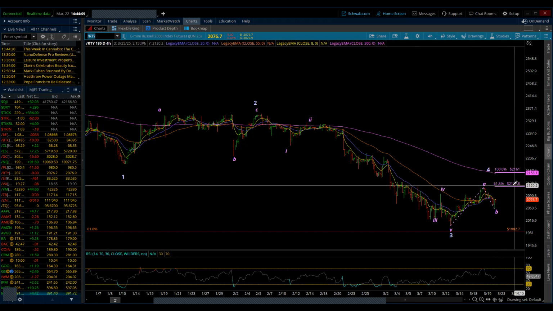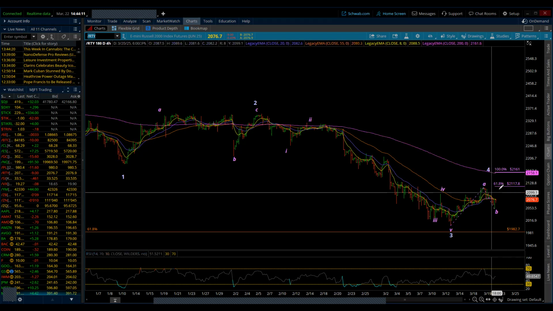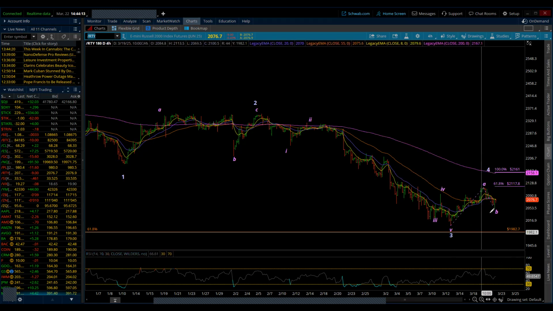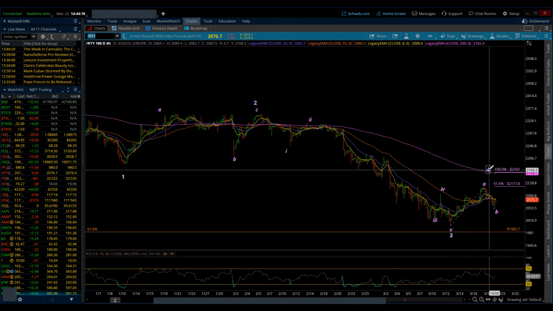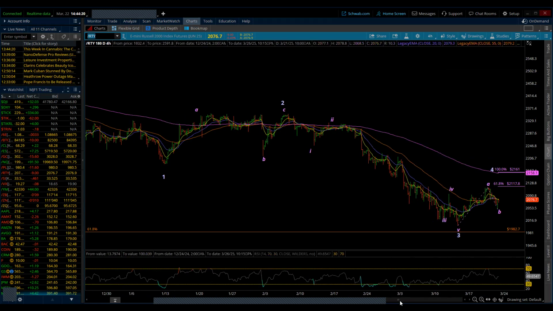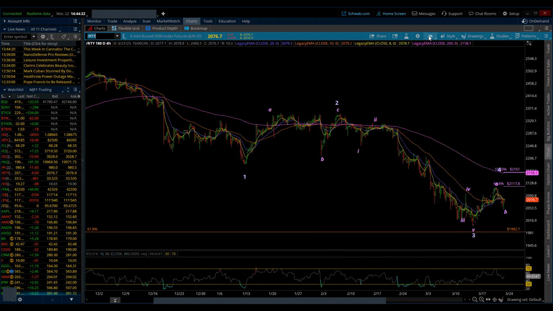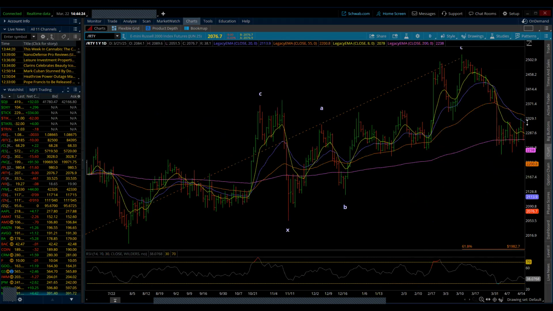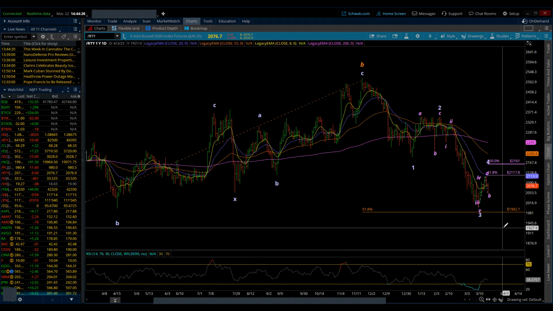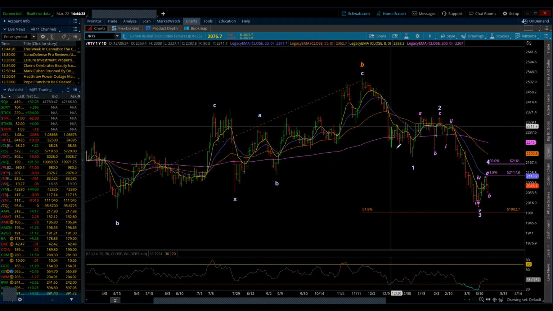And I'm thinking they're going to come between 2117 and 2161 because that fits our fibs for where we're looking for this completion point for minute wave 4. Now, having said that, then we're looking for minute wave 5. And once I get those levels, I'll be able to go in and put where I think this market can come and complete.